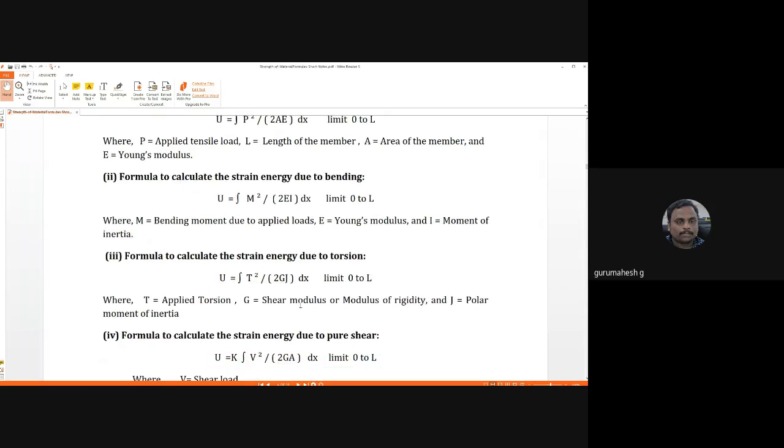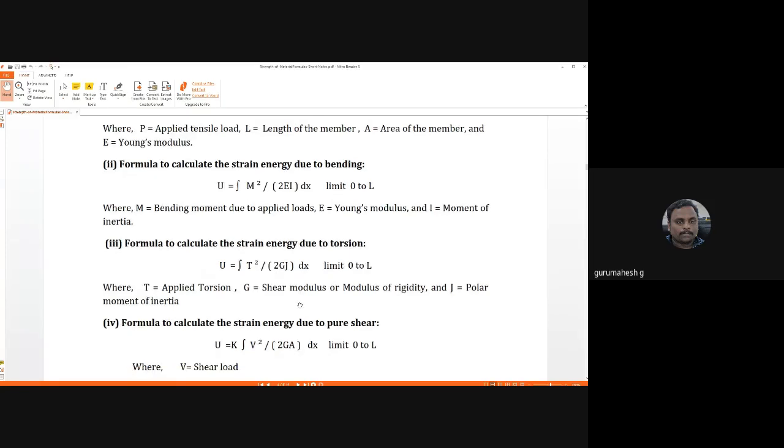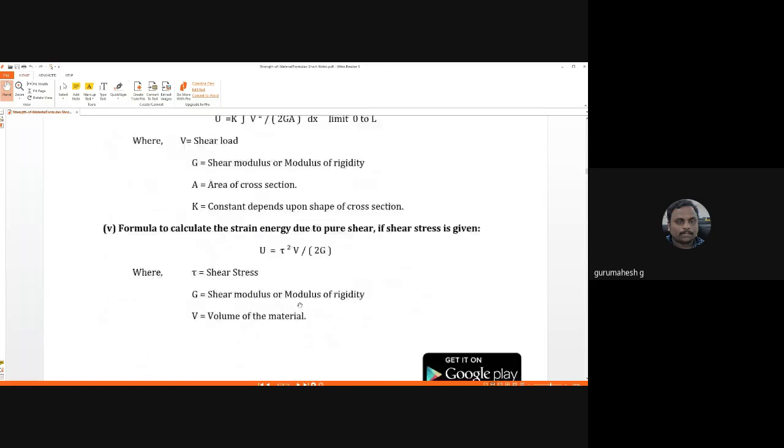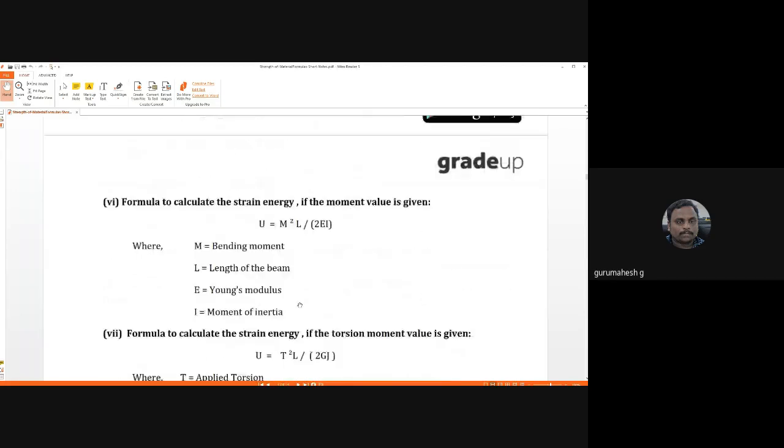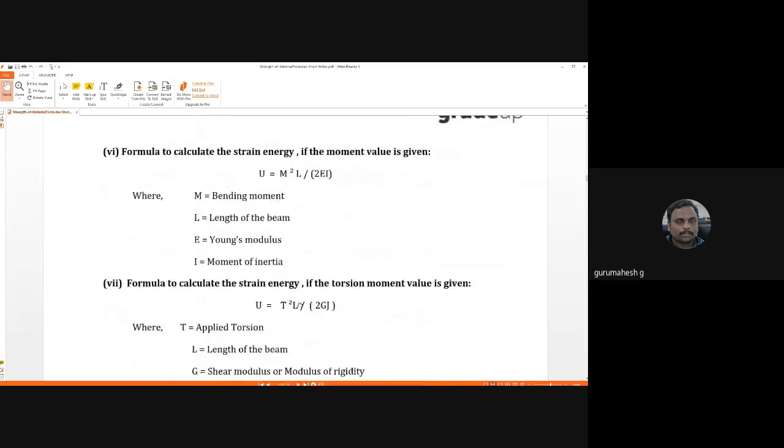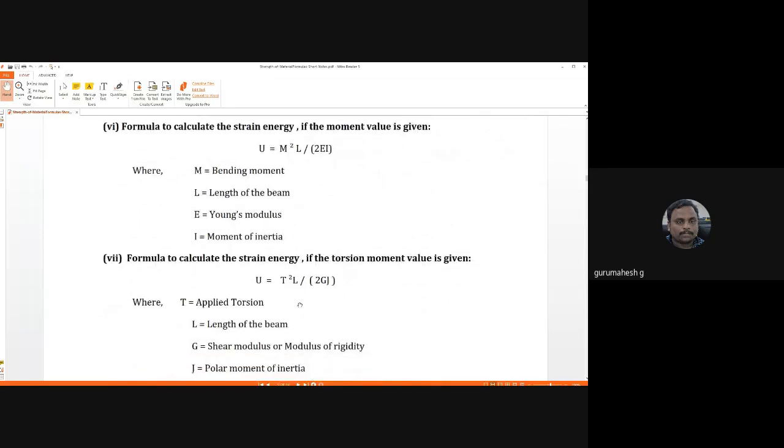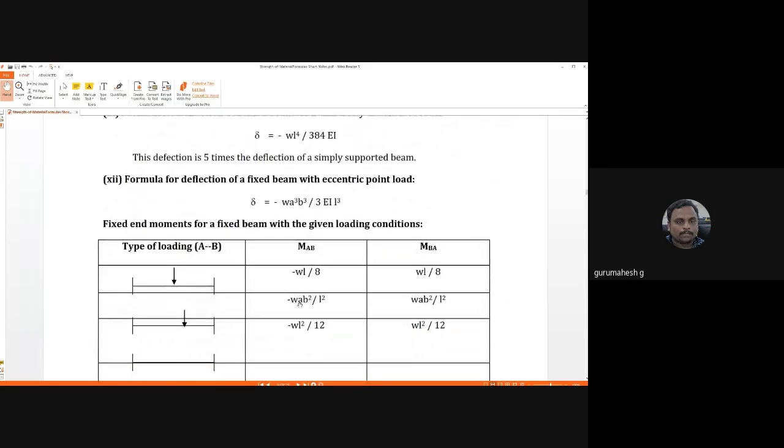I will share these formulas. It is a short note of formulas for your GATE examination. I will share this document with you. Just go through this document and you will get the idea about how to calculate the energies. These are the strain energy formulas for different materials. Just go through this and you will get the answers.